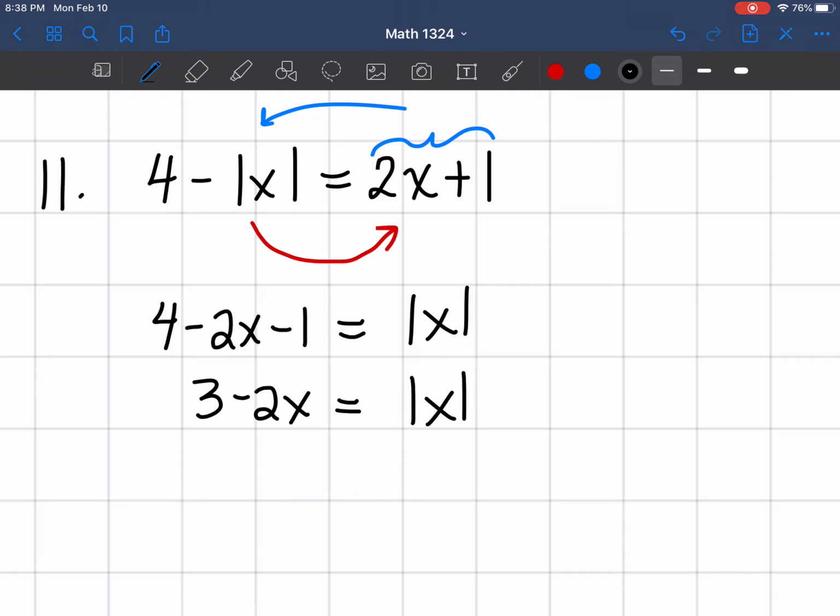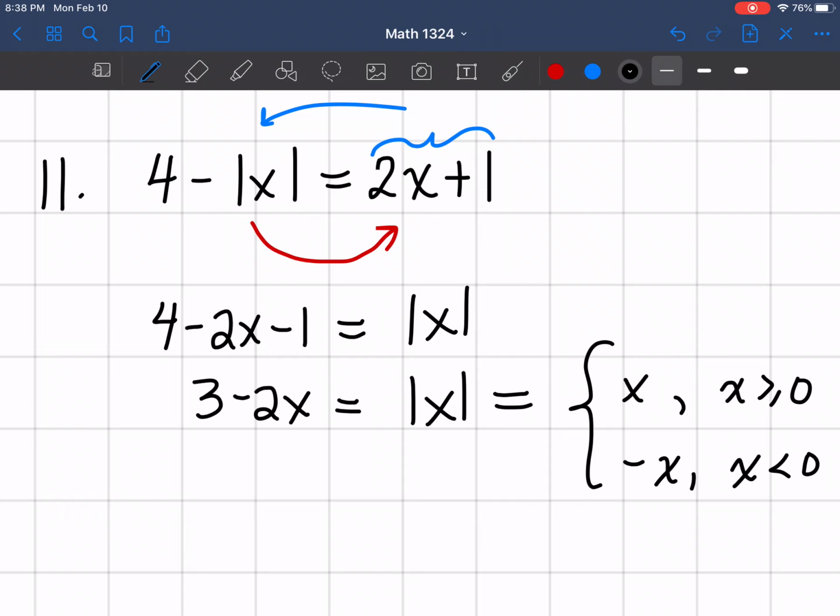Now, what is the absolute value of x? By definition, it's a piecewise function. It equals regular x if x is bigger than or equal to 0, and it equals negative x if x is less than 0. So you have to break your equation up into two cases here. I'll call this first case blue.